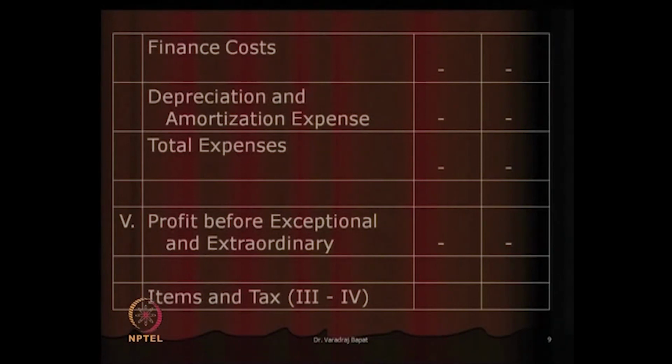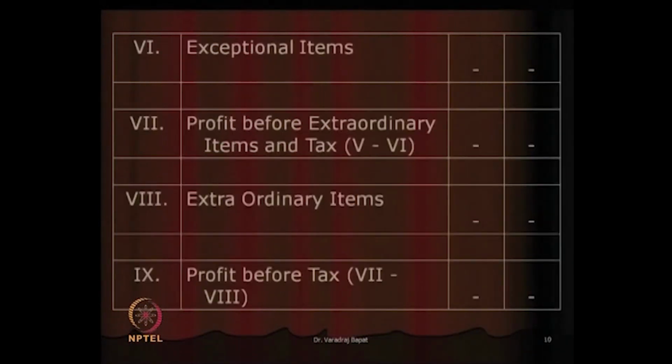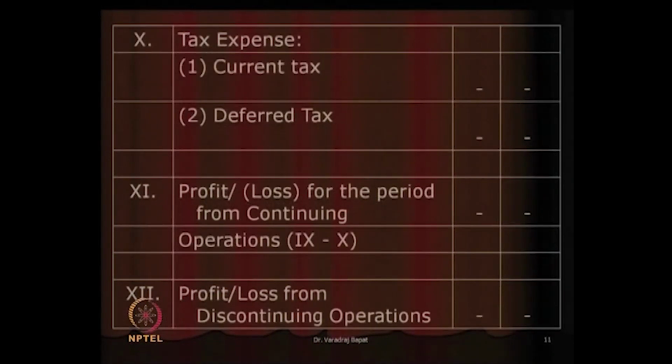Now, if you go back to the format, we arrive at revenue minus expenses to get profit before exceptional and extraordinary item. From this, separately exceptional and extraordinary items are reduced, we get profit before tax. Now, from profit before tax, the taxes are reduced. Now, you can see the taxes are also divided into current tax and deferred tax. Naturally, the question which will come into your mind is, what is this deferred tax?